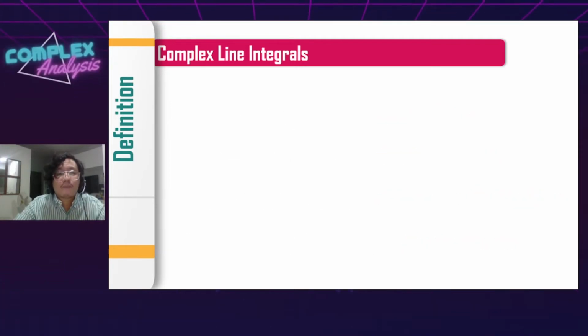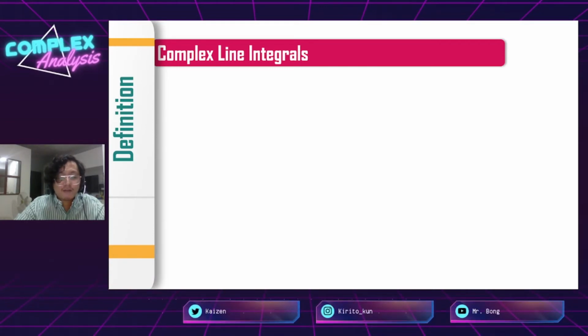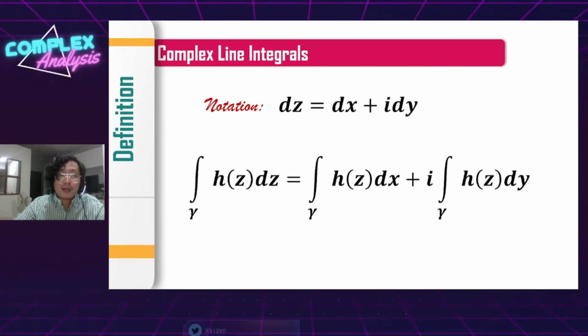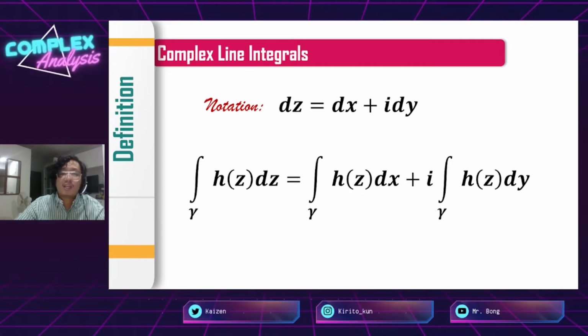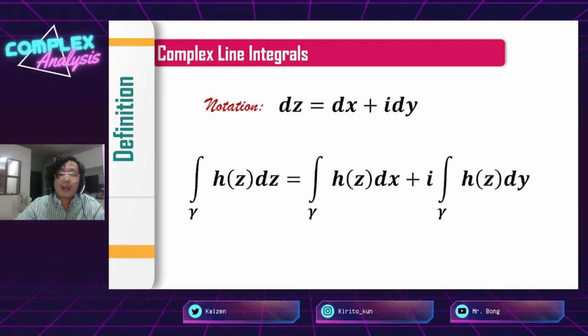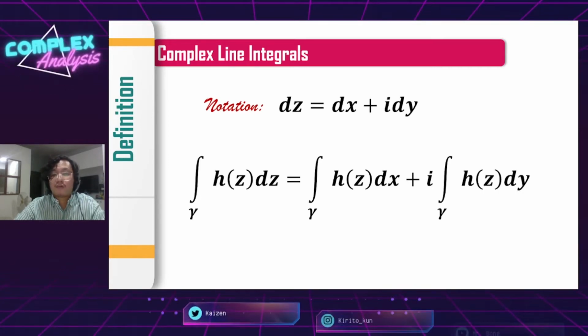Okay, so suppose we have this notation dz equal to dx plus i dy. And given a complex valued function on a curve gamma, which is our h of z, then by the definition of line integral, the integral of h of z dz under the curve gamma is equal to the integral of h of z dx under the curve gamma plus i times the integral of h of z dy under the curve gamma.